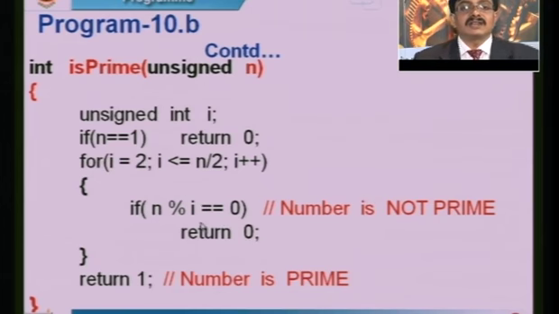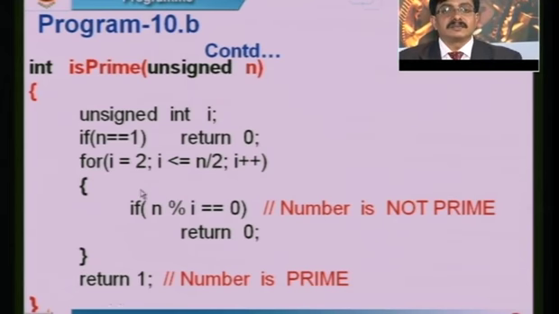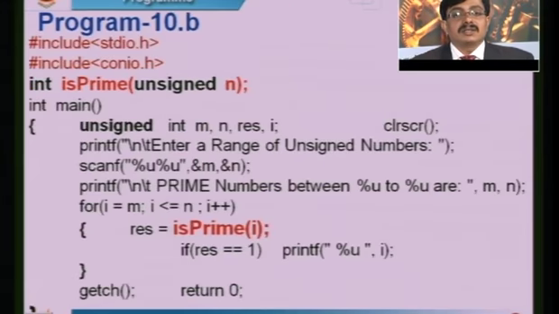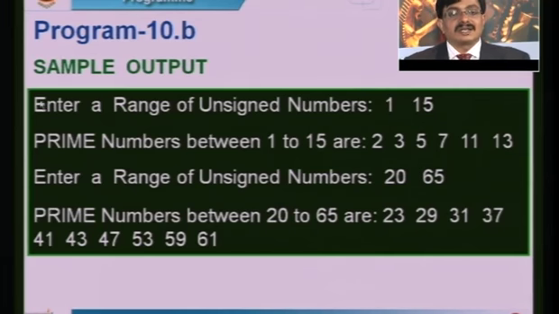If none of the numbers are dividing the value n, then I will be coming out of the loop. After coming out of the loop, I will be returning 1, saying that the number is a prime number. So this is the definition of the isPrime function. So this is the program which will compute all the prime numbers that are present in a given range. Now see the output of this particular code, what exactly we get.